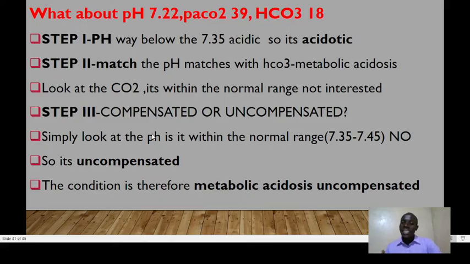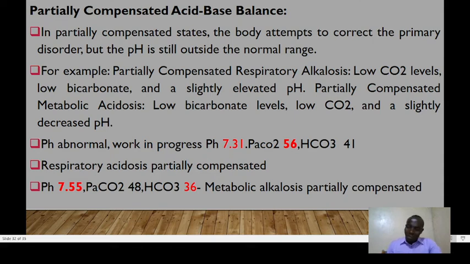Looking at step number 3, whether it's compensated or uncompensated. Again, we simply look at the pH. Is it within the normal range, which is 7.35 to 7.45? No, it's not. So this is uncompensated. That's why the final description for this case is metabolic acidosis uncompensated. Sometimes when it's compensated, it can either be partially compensated or fully compensated. When it's partially compensated, the body attempts to correct the primary disorder, but the pH will still be outside the normal range. So pH is abnormal and this is work in progress.